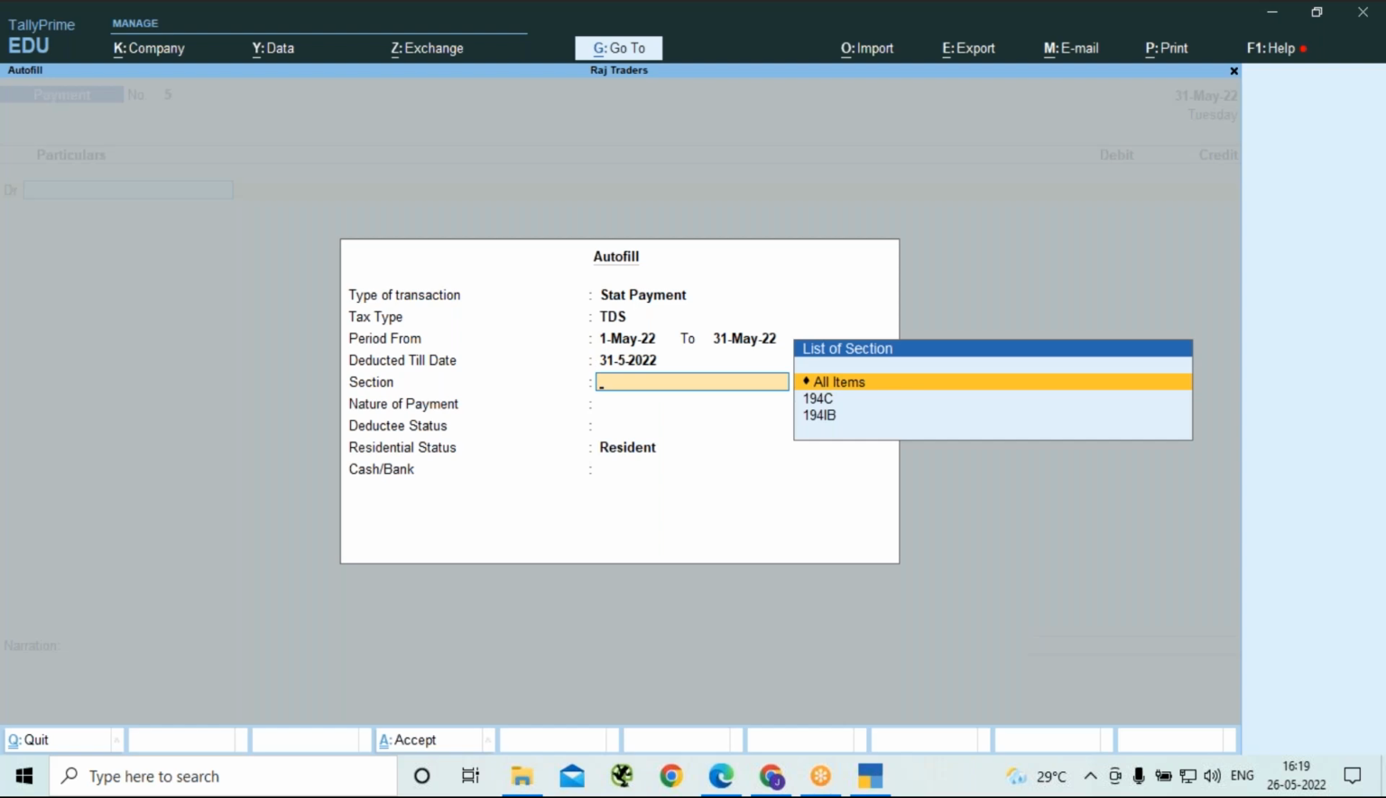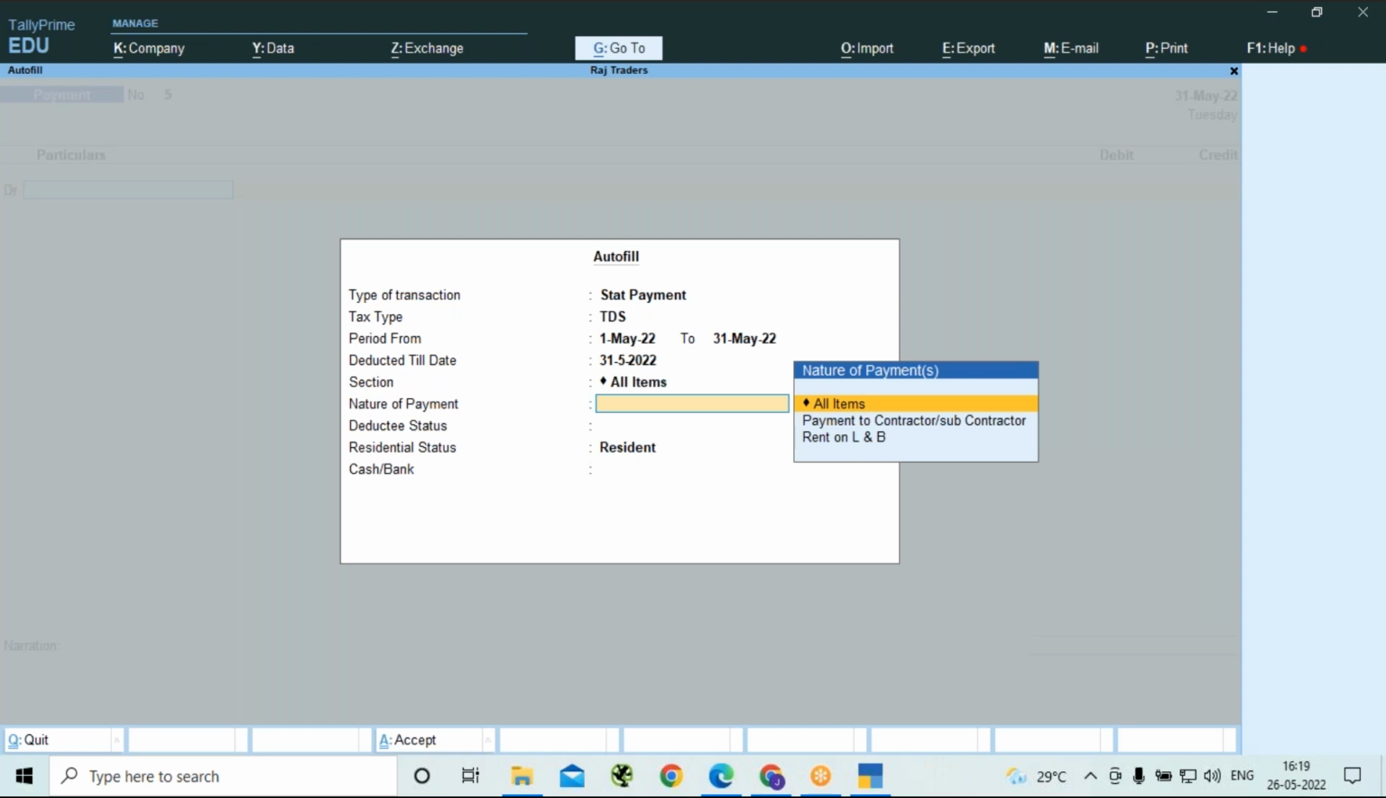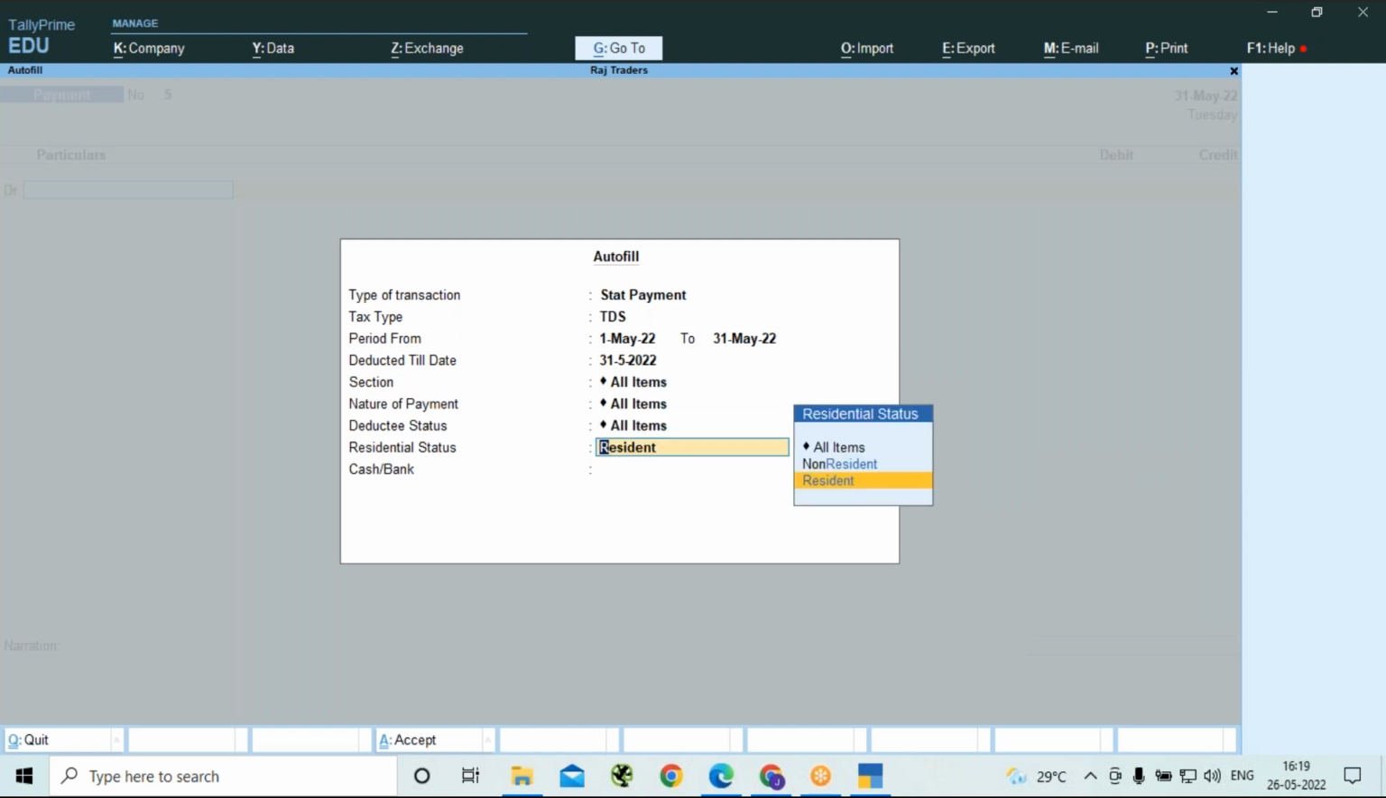Okay. Next, the section numbers. Since we are using multiple natures of payment, the list of sections is listed out over here. Either you can make the payment individually for each section, or it is better to always make the payment for all the sections. You can print separate challans for the sections related to the different nature of payment. But while making the payment entry, you can select all items. So select the sections as all items, nature of payment as all items, deductee status as all items, then residential status as all items.